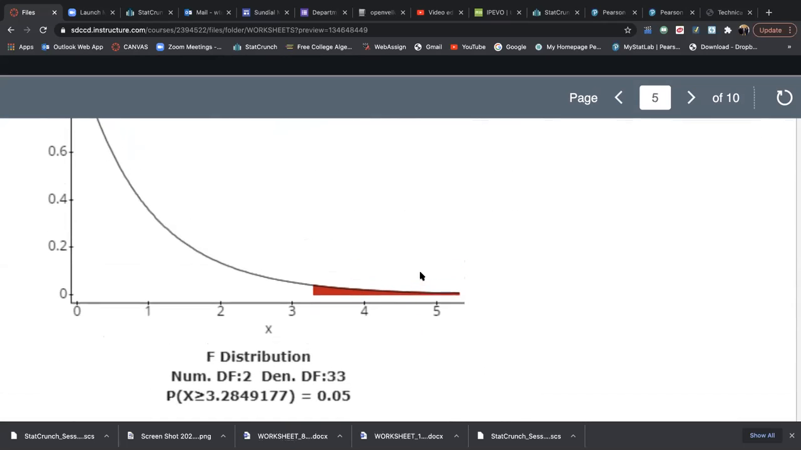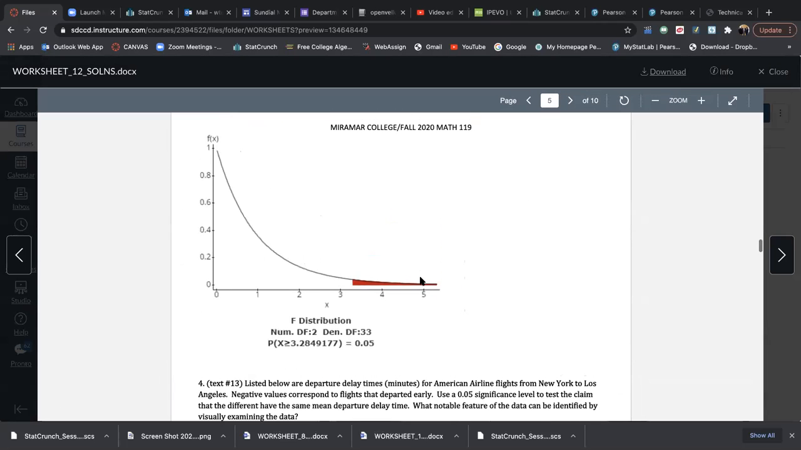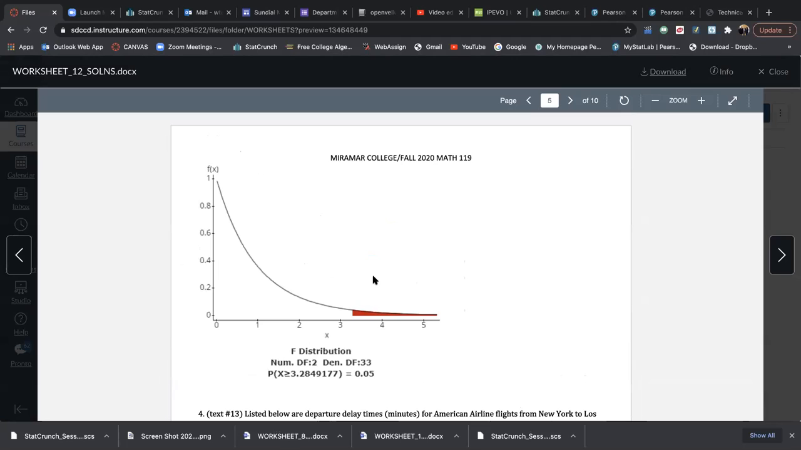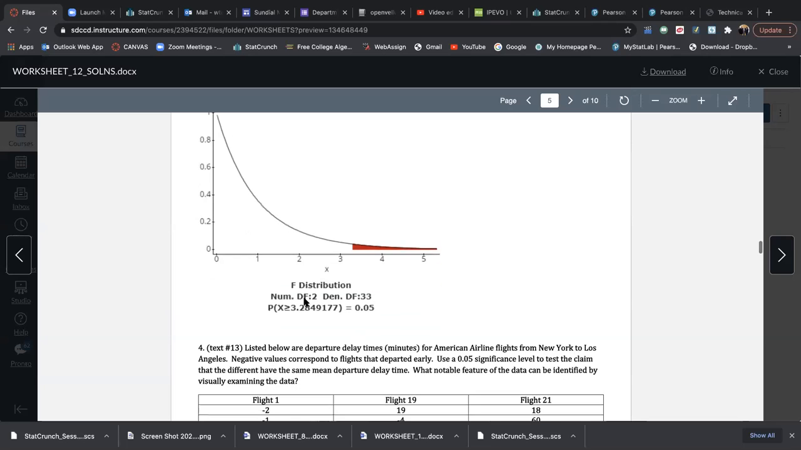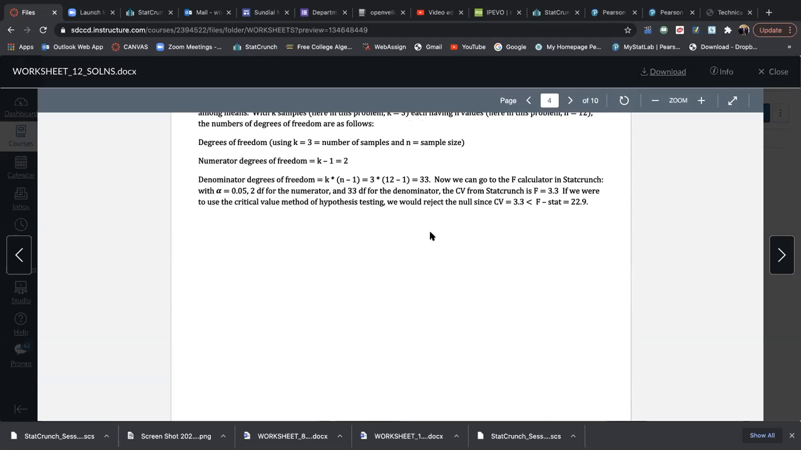Okay, here it is here, right? So if we go to the calculator, put 5% area in the tail of this distribution, and this represents an F distribution whose degrees of freedom for the numerator are 2, degrees of freedom for the denominator are 33. And we identify the critical value to be about 3.3, okay? And that's summarized up here, okay?